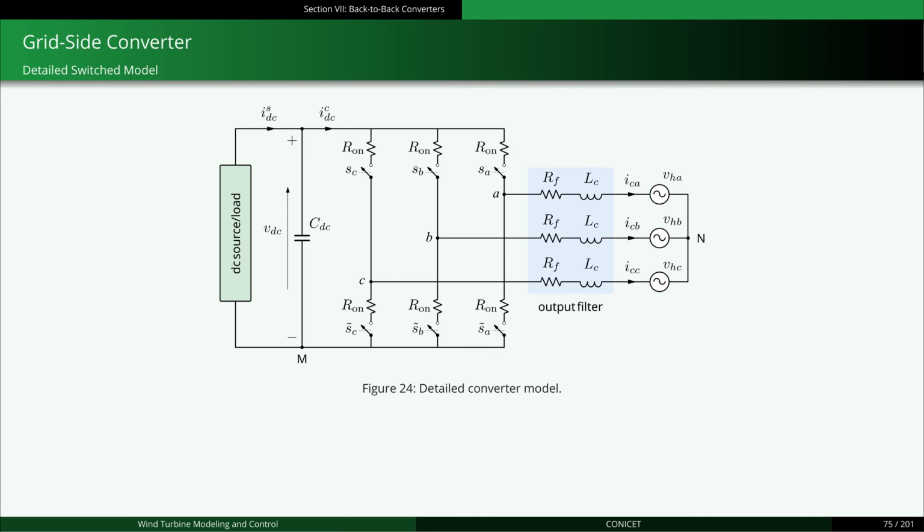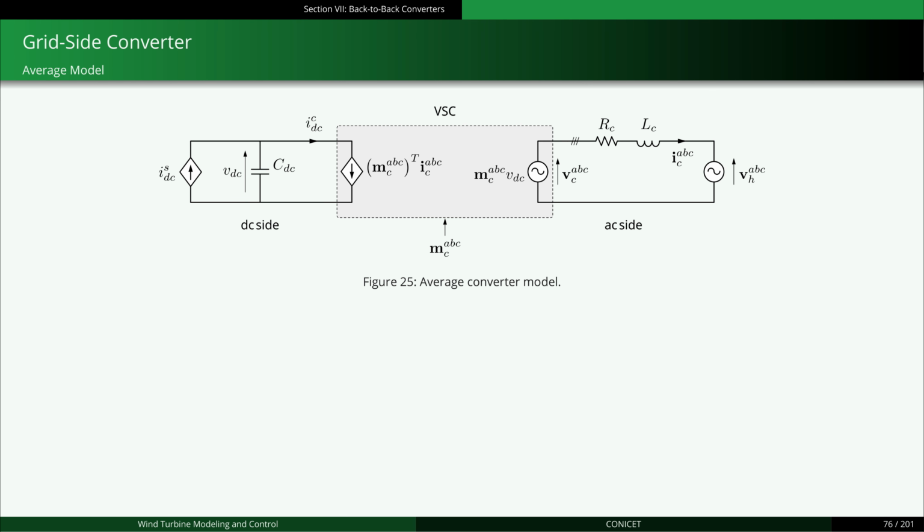Since this lecture does not focus on pulse width modulation or harmonic aspects, we will use the average model of the converter to reduce the computational load. Deriving the average model from the switched model is beyond the scope of this presentation. Figure 25 shows the AC and DC circuits of the average model. These circuits will be used to derive the converter dynamic equations.